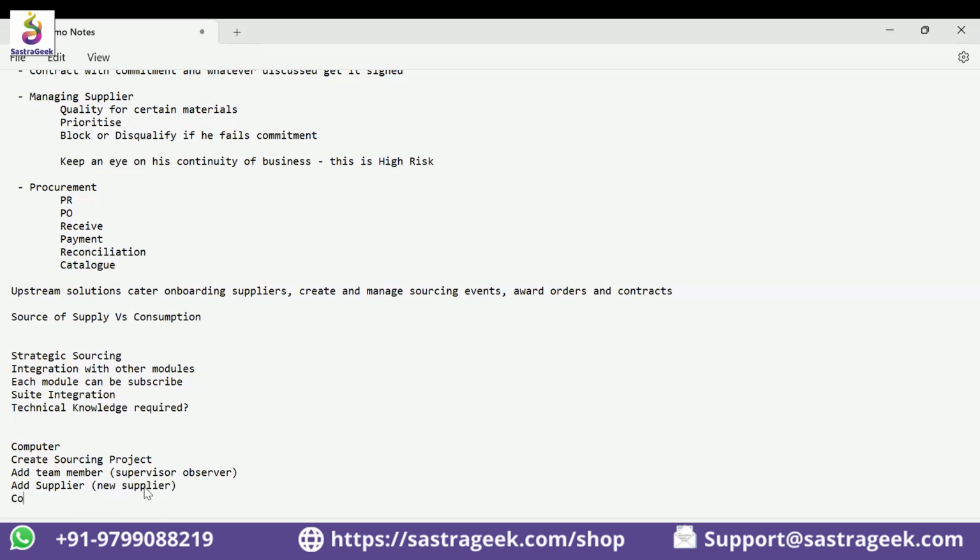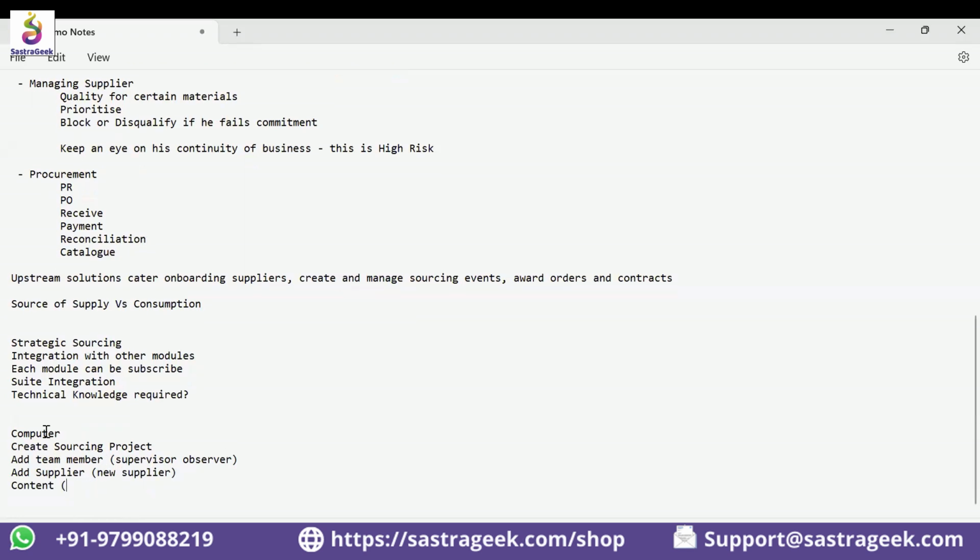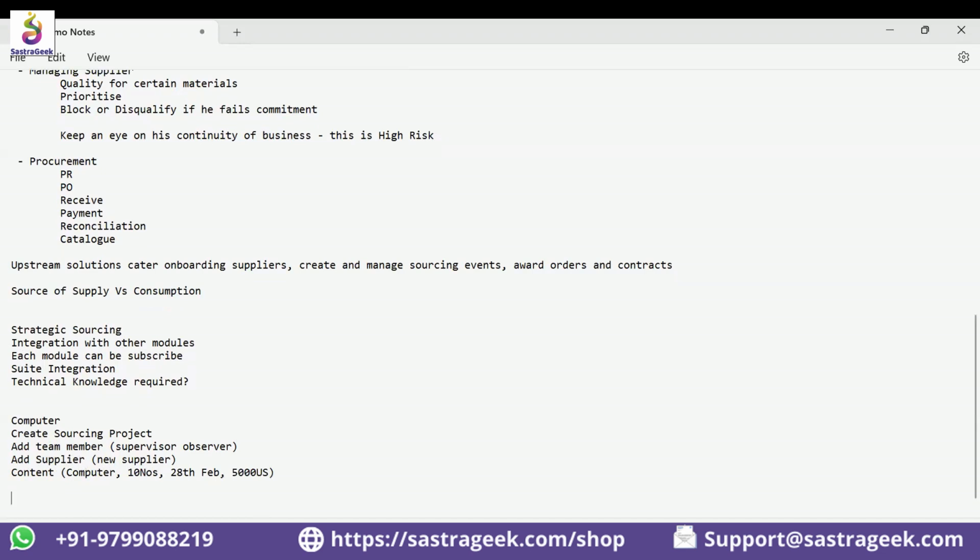Now the content. At the content step, I'm going to enter what I'm looking for: computer, how much quantity, 10 pieces. When do I need it? Sorry guys. I need it by 28th February. Then I'm expecting a previous price of $5,000. Then I'm going to publish this project, or I call it an event also.